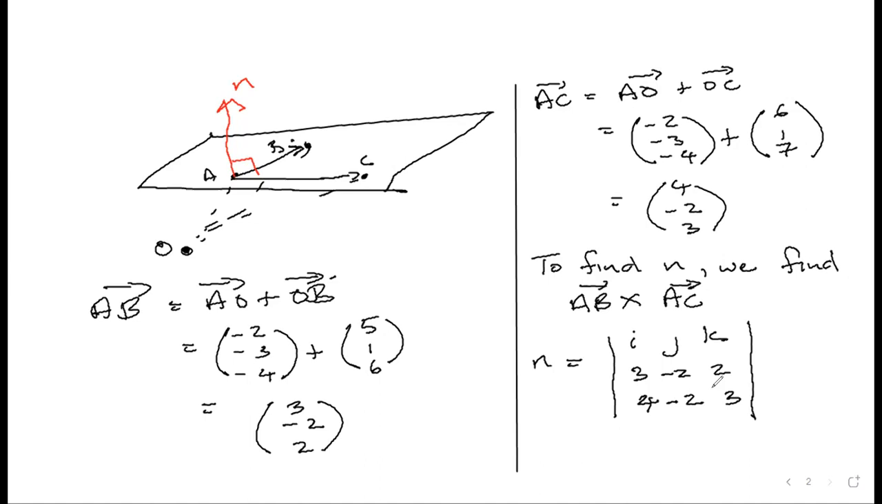So that's the first thing that we have to find. A vector that is in the plane is AB, and another vector that is in the plane, parallel to the plane, is AC. So now we can use the method of finding the determinant of a 3 by 3 to find the vector N, which is perpendicular to both of them.